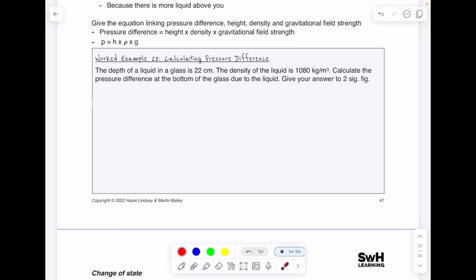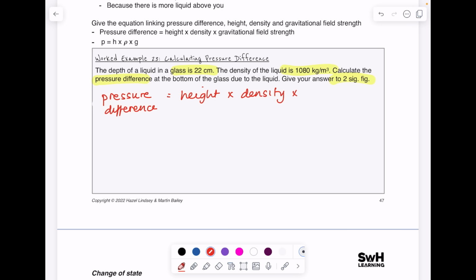Let's do another calculation. The depth of a liquid in a glass is 22 centimeters. The density of the liquid is 1080. Calculate the pressure difference at the bottom of the glass due to the liquid. Give your answer to 2 significant figures. So pressure difference equals height times density times gravitational field strength. Let's convert our 22 centimeters to meters, so that's 0.22 meters. Our density is 1080, gravity is 10, so our final answer is 2,376 pascals.